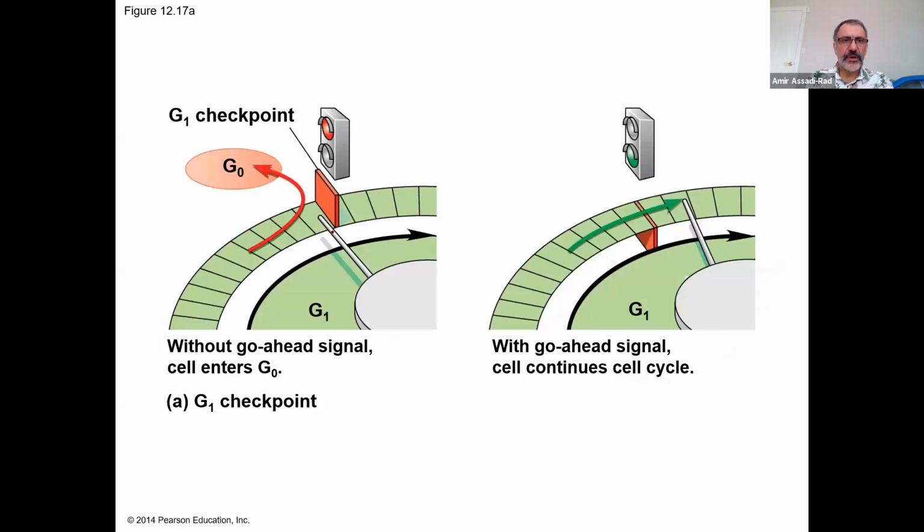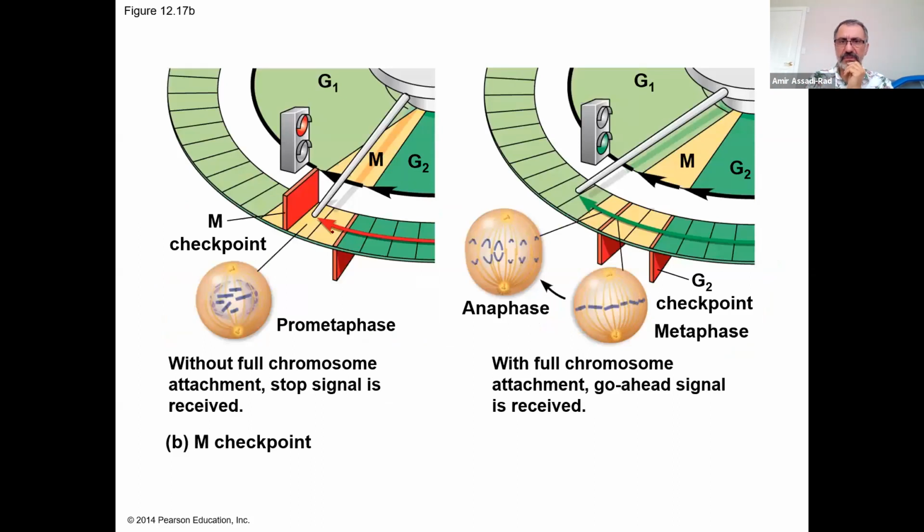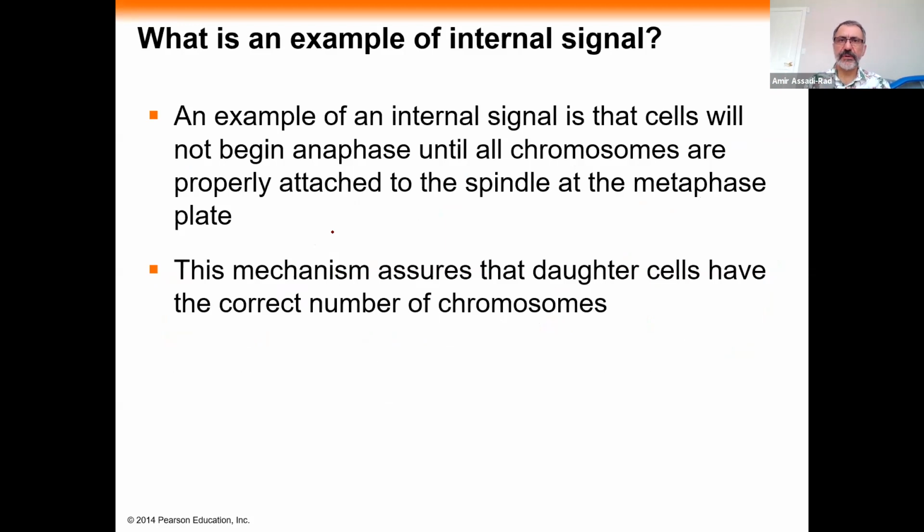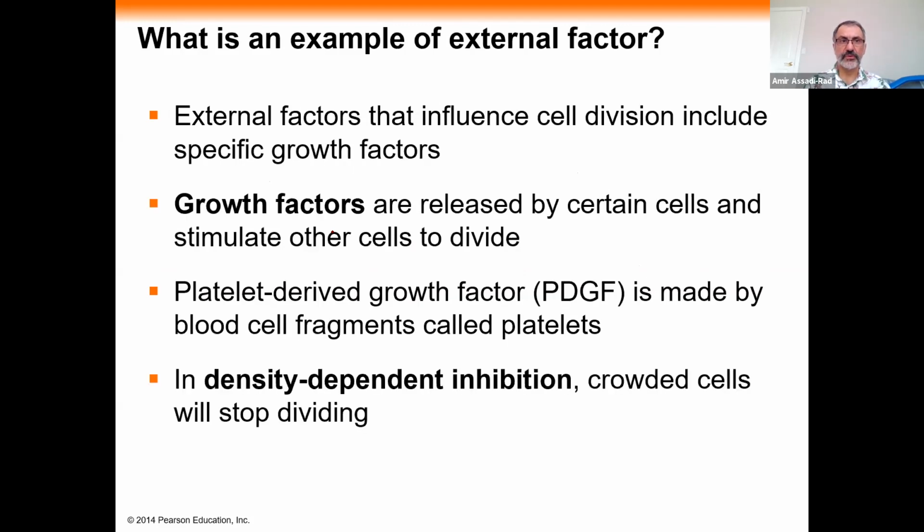So here's a checkpoint, and then he's elaborating on these things, okay? So G1 and G2 checkpoints, and then the mitosis checkpoints. You can read it. What is an example of internal signal? An example of internal signal is that cells will not begin anaphase until all chromosomes are properly attached to the spindle at the metaphase plate. This mechanism assures that the daughter cells have the correct number of chromosomes.